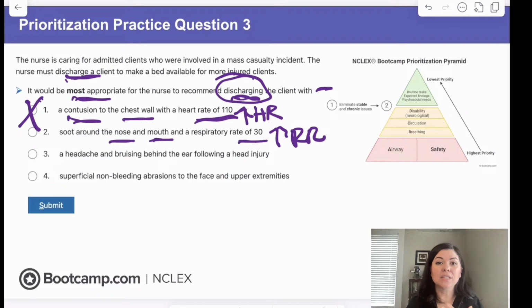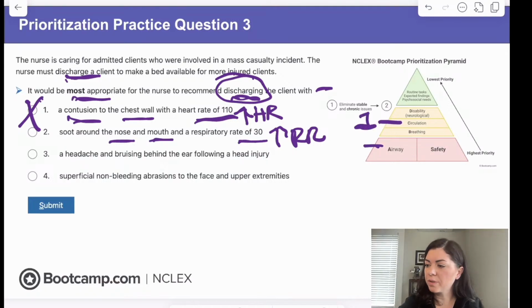So what happens is you breathe in that smoke. Smoke is an irritant, and sometimes the client will look stable at first, but that swelling in the airway is just going to progress and get worse. And as a result, a lot of times these clients will require intubation to maintain that airway. So that is a very high priority, life-threatening emergency.